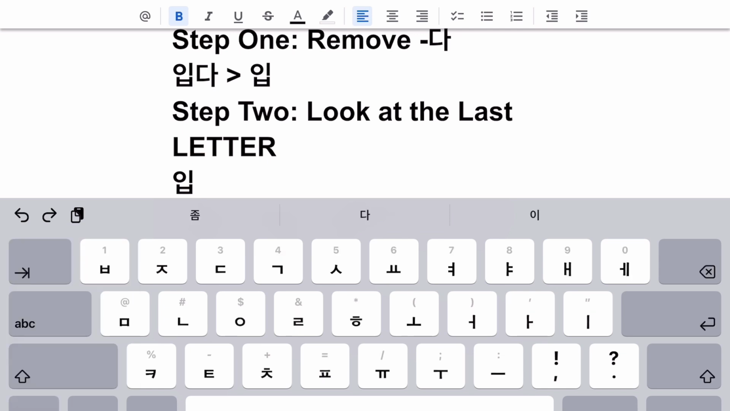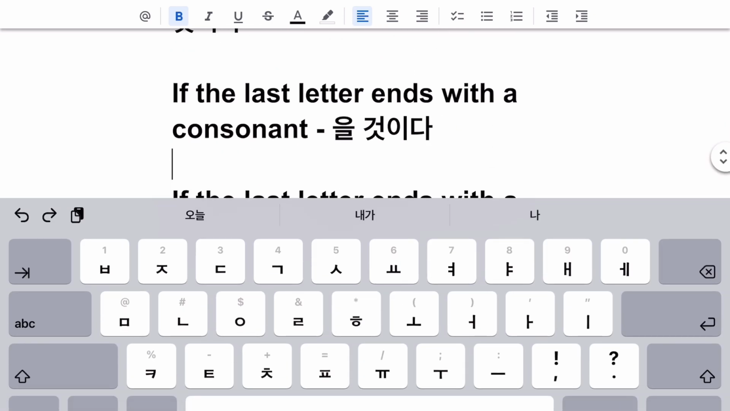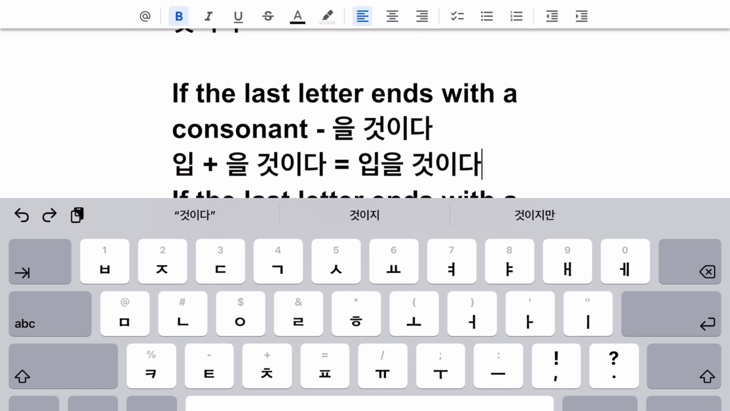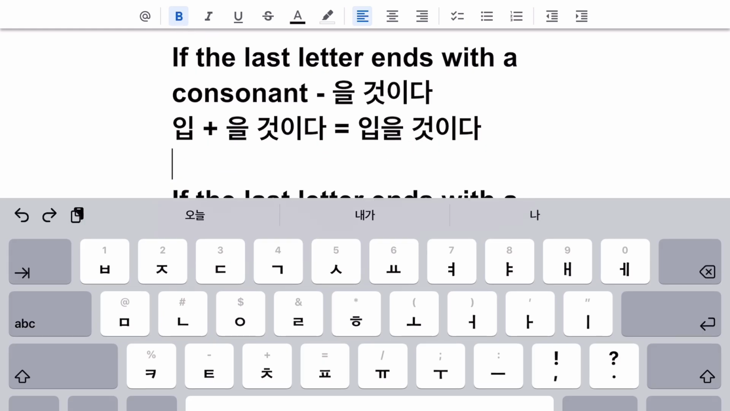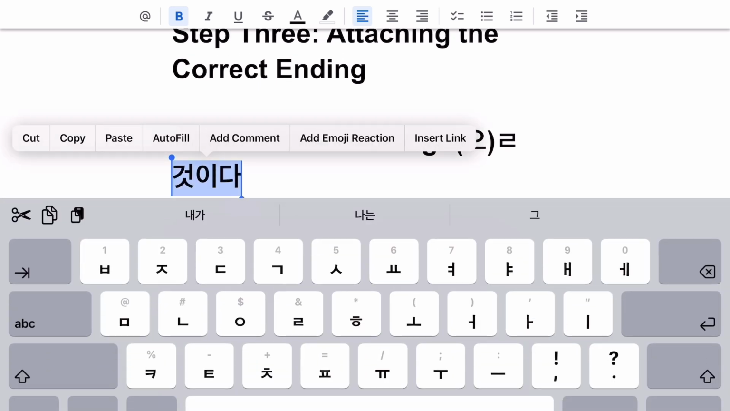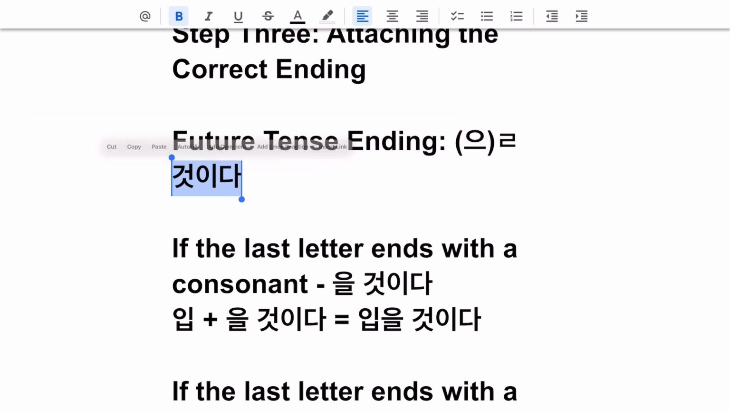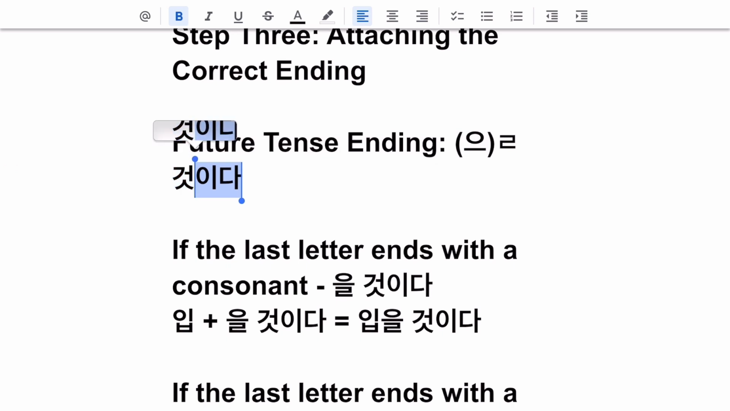Okay, and the example I'm going to be using here, 입다. So we took off the 다 already. So the next thing we need to do, determine the last letter. In this case, it's ㅂ, and ㅂ, that's a consonant. So that means we're going to need to use this ending. 입을 것이다. So altogether, 입을 것이다. Now, as you can probably tell, this ending isn't complete because this also has a 다 on it, which means we need to conjugate it as well. That 이다 ending there, we have to conjugate that too.